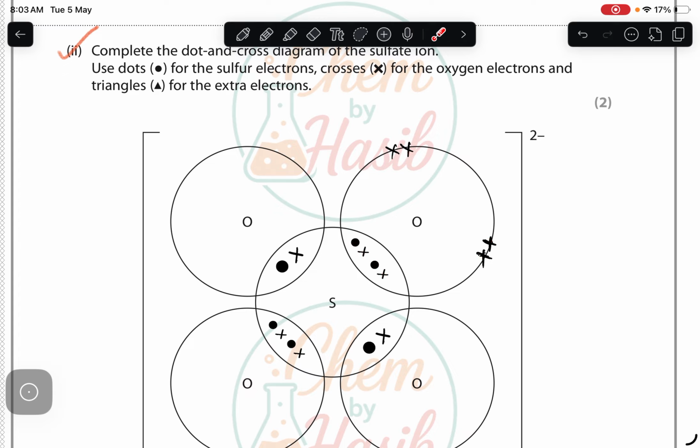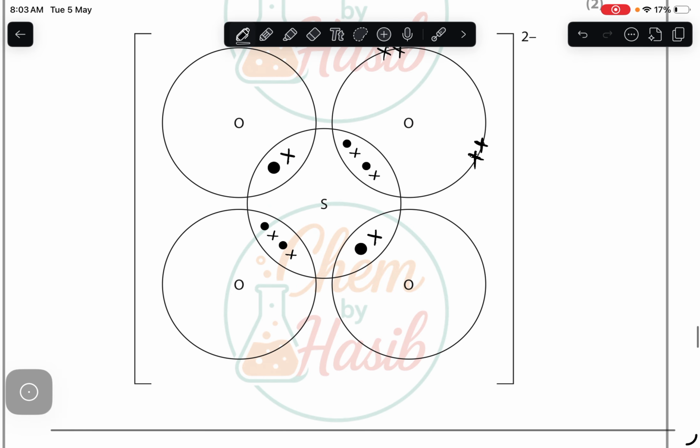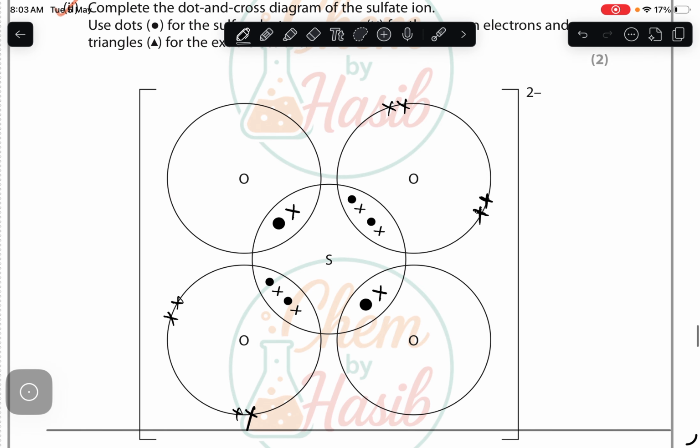So we can show 4 more electrons. And oxygen in the outer shell has only 6 electrons, so you cannot show more than 6 crosses, because one oxygen atom in its outermost shell has only 6 electrons. So 4 more crosses here. The total number of crosses will be 6. And here we have 1 cross.